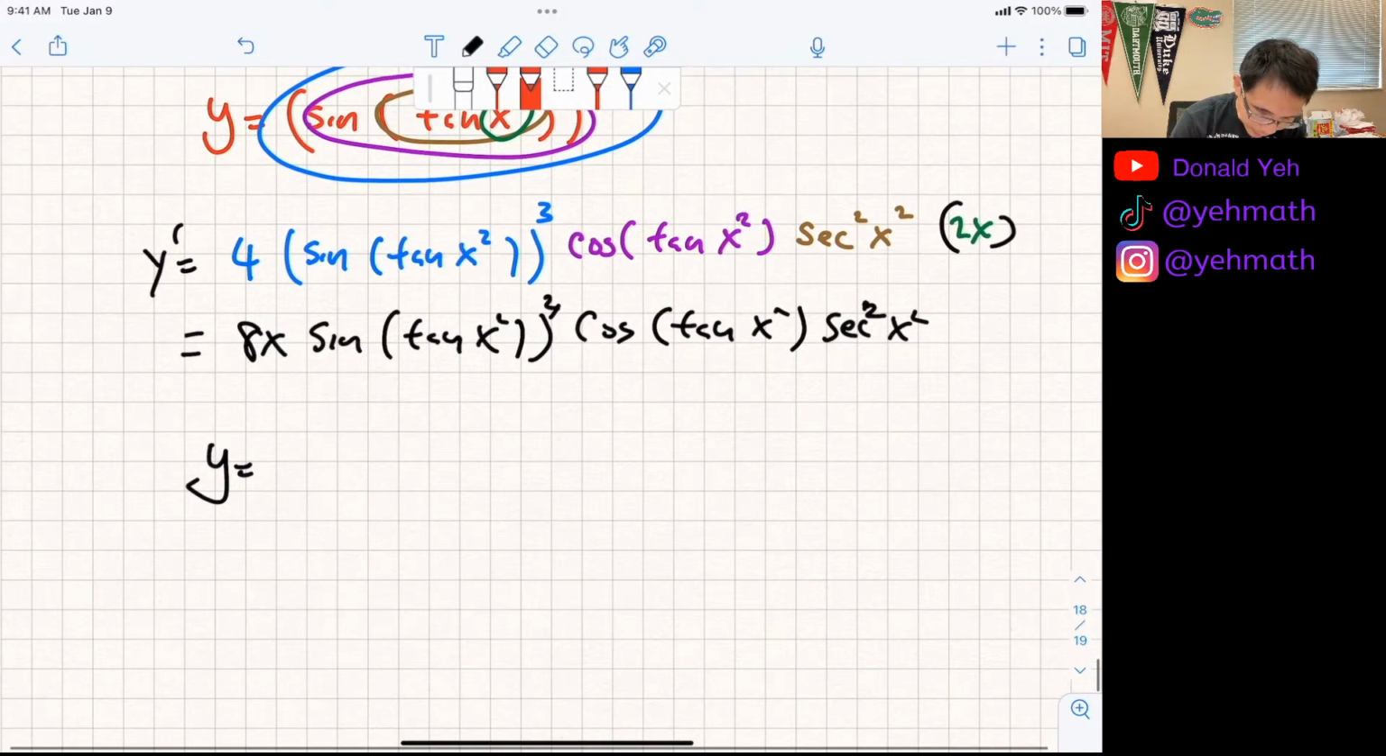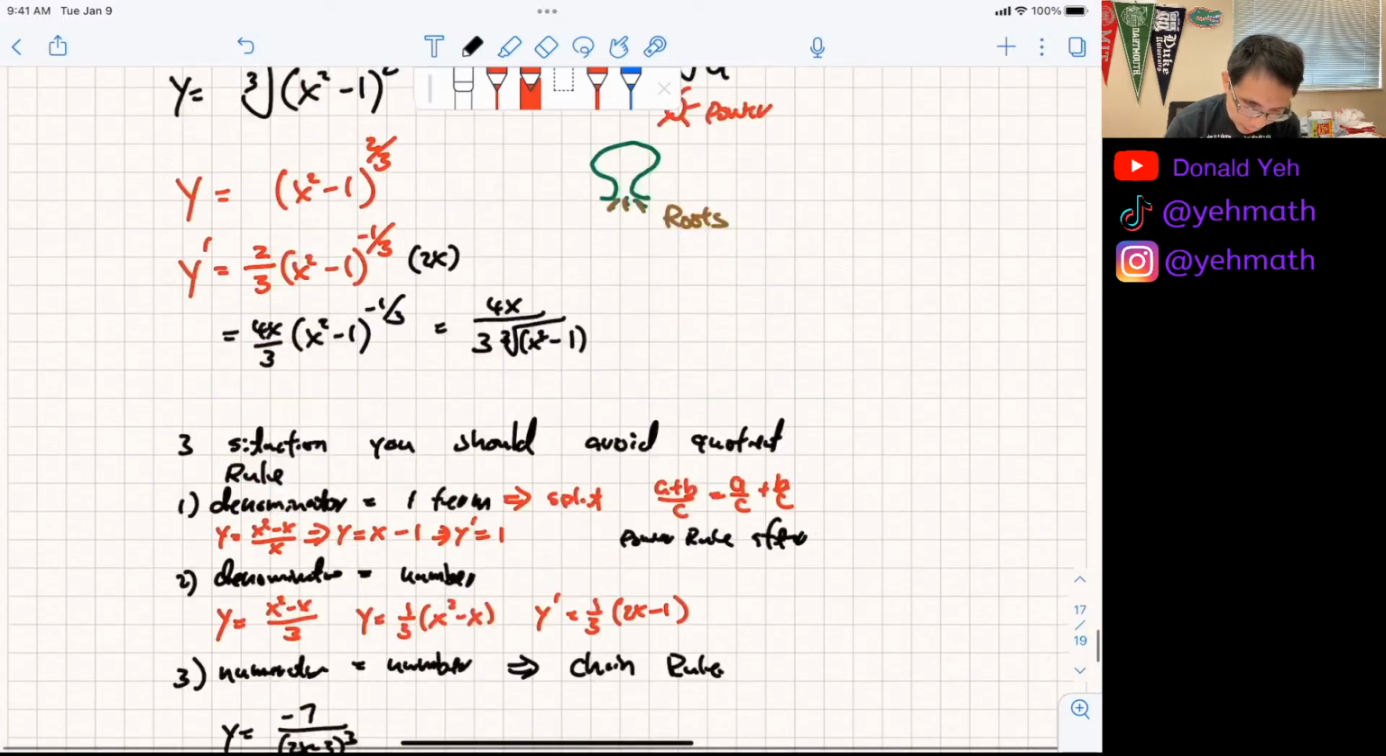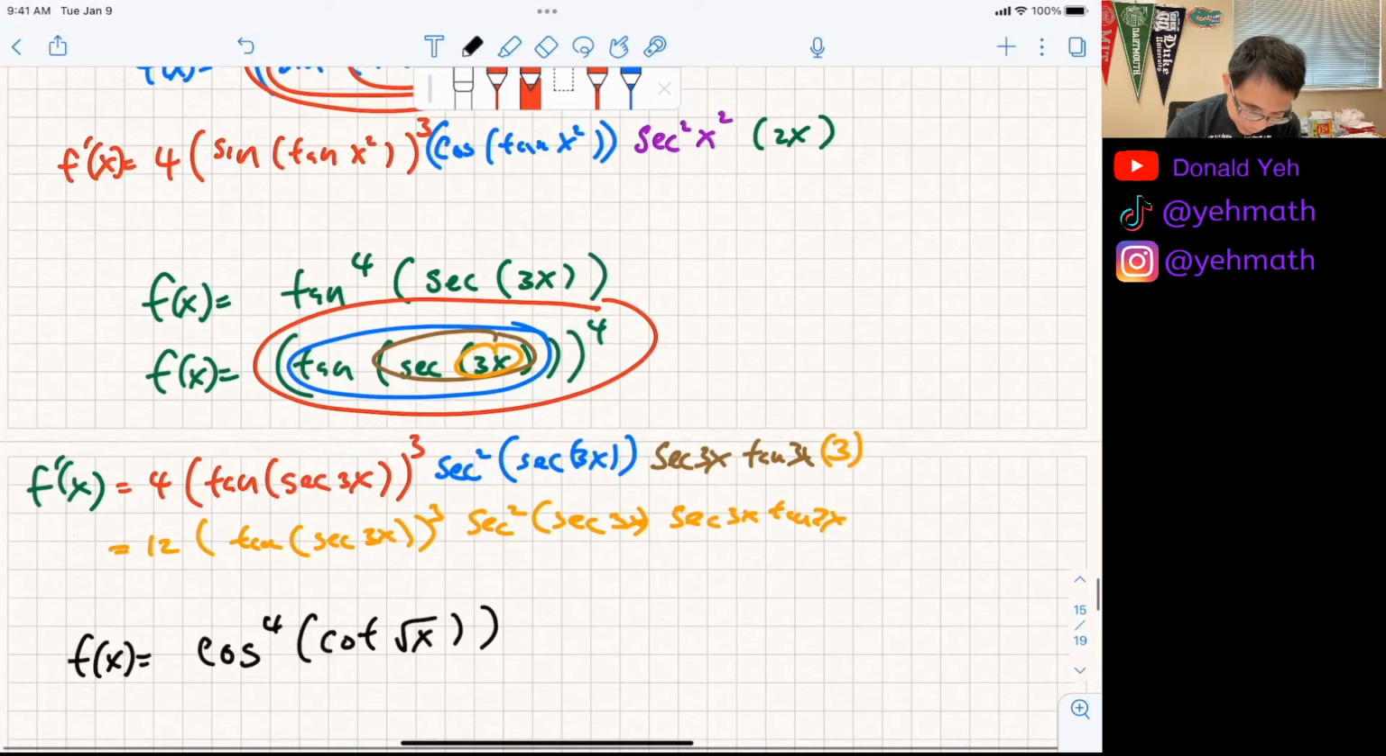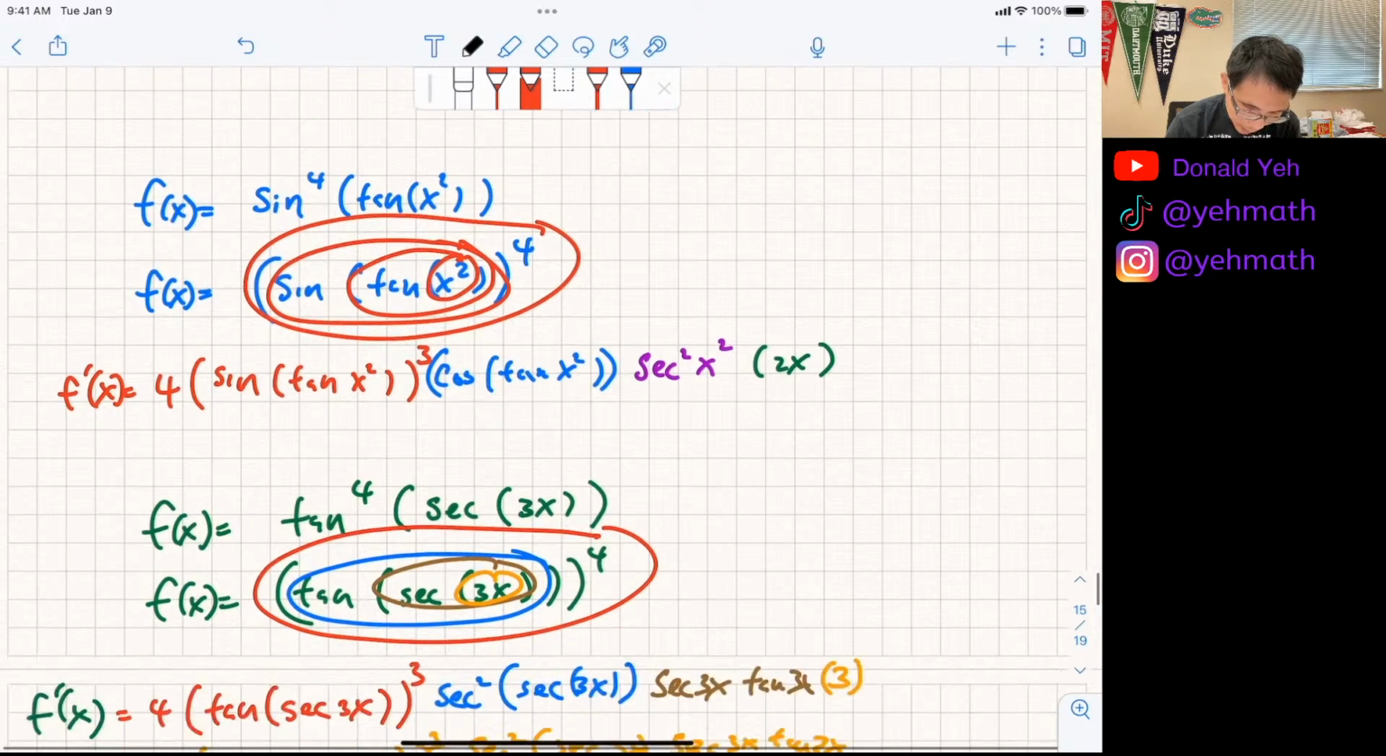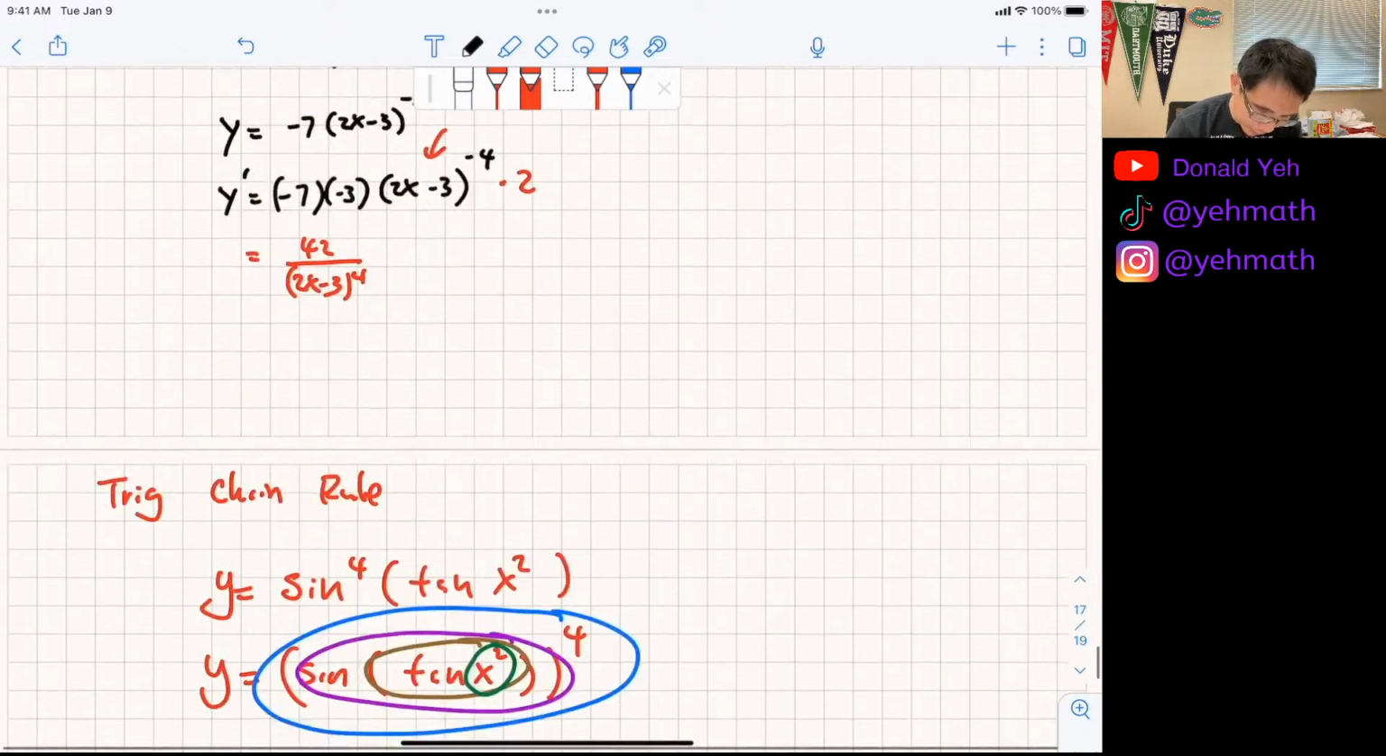Sure. Let's try one. Let's take a derivative of tan to the 4 of secant of 3x.